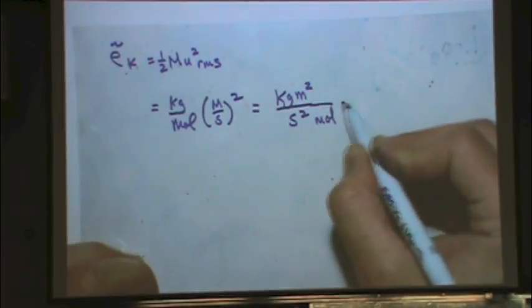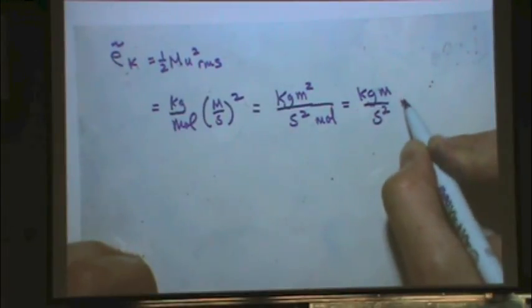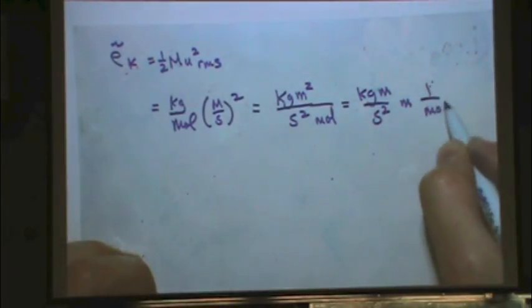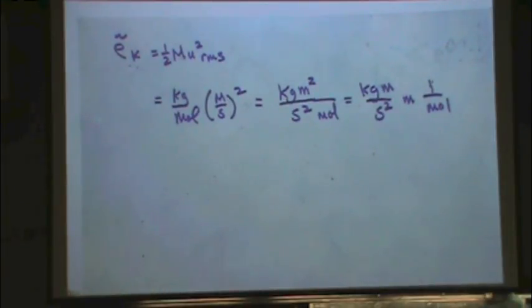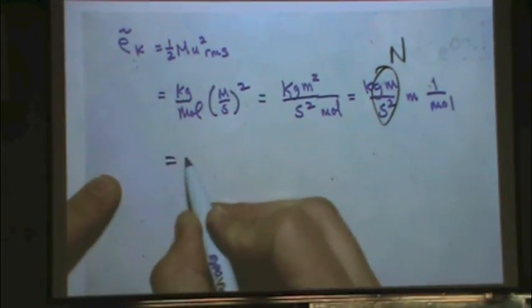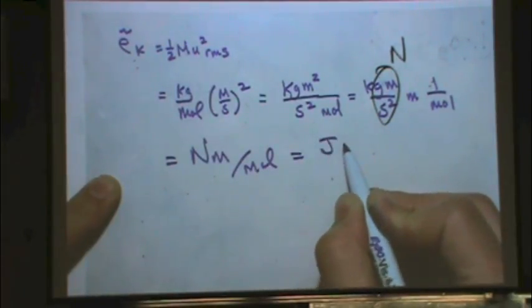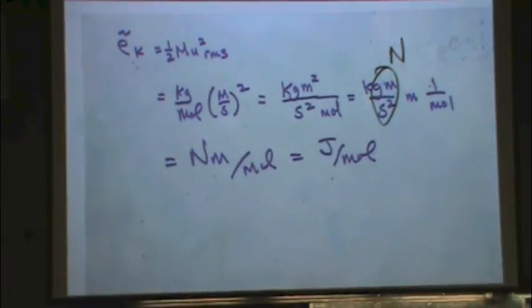Okay, let me write that another way. That's kilograms meters per second squared times a meter and then per mole. Why did I do that? Because this right here is a Newton. So now I have a Newton meter per mole. A Newton meter, I know, is a joule. So that's joules per mole. And that's how you get units of joules per mole. Okay? So make sure you can do these kinds of unit manipulations in order to figure out what your unit should be. Any questions on that?